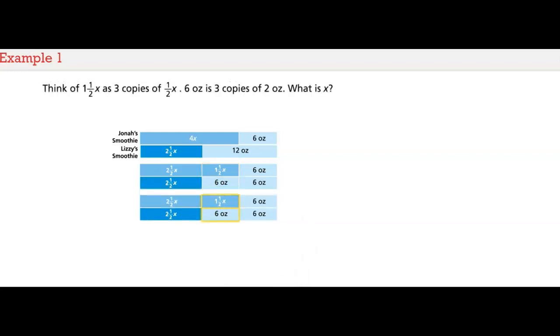Look more closely at the second column. You can think of 1 1/2 X as 3 copies of 1/2 X. And we can also break Lizzie's bar into 3 equal sections of 2 ounces each. So 1/2 of X is 2 ounces. What's X? The diagram shows that X is equal to 4 ounces.